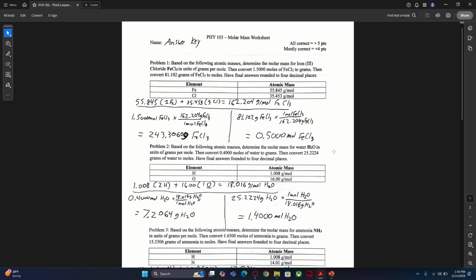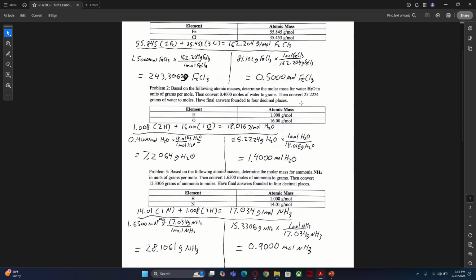Problem 2 is doing the exact same thing but with water. So our formula is H2O. Calculating the molar mass of water, there are 2 hydrogens, and we're going to multiply them by the atomic mass of hydrogen, 1.008. And then we're going to take our 1 oxygen multiplied by the atomic mass of oxygen, which is roughly 16. The reason why I have a line under the O for oxygen is to indicate this is 1 oxygen and not to confuse it with the number 10. But doing this calculation, we get 18.016 grams per mole for water.